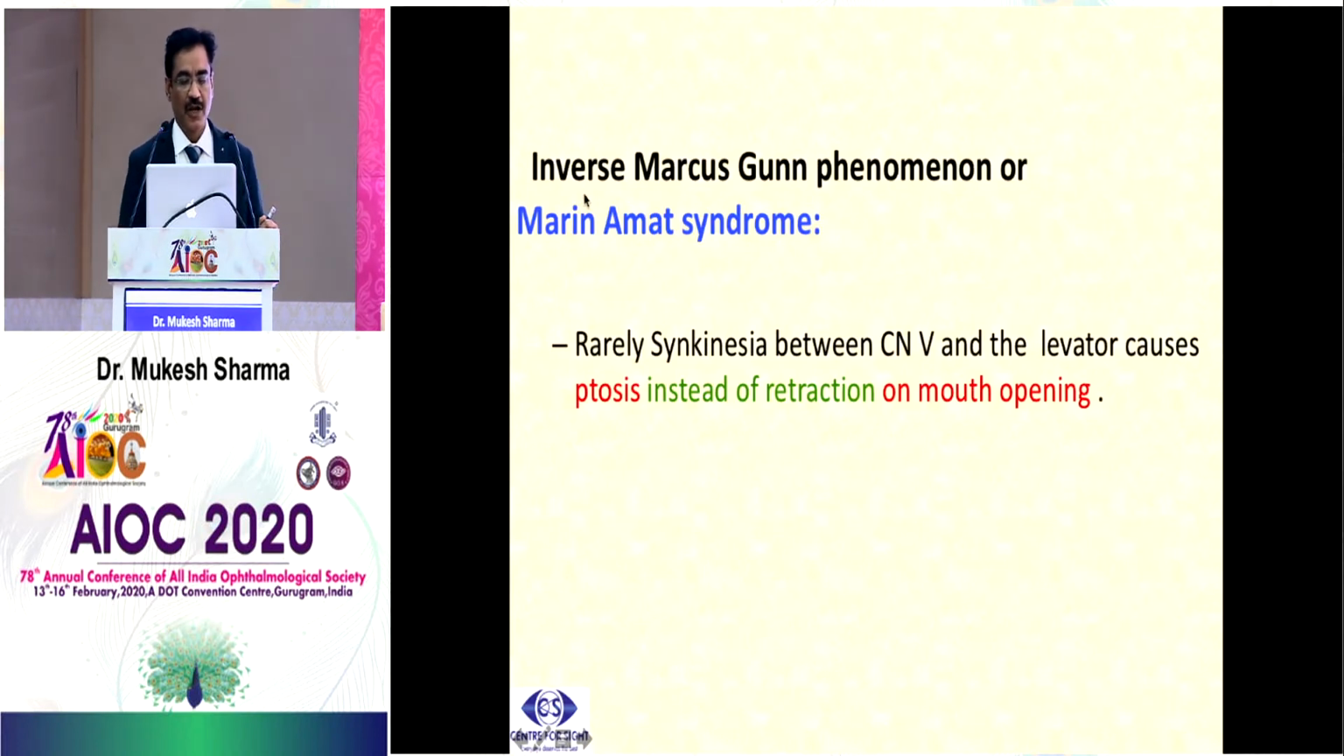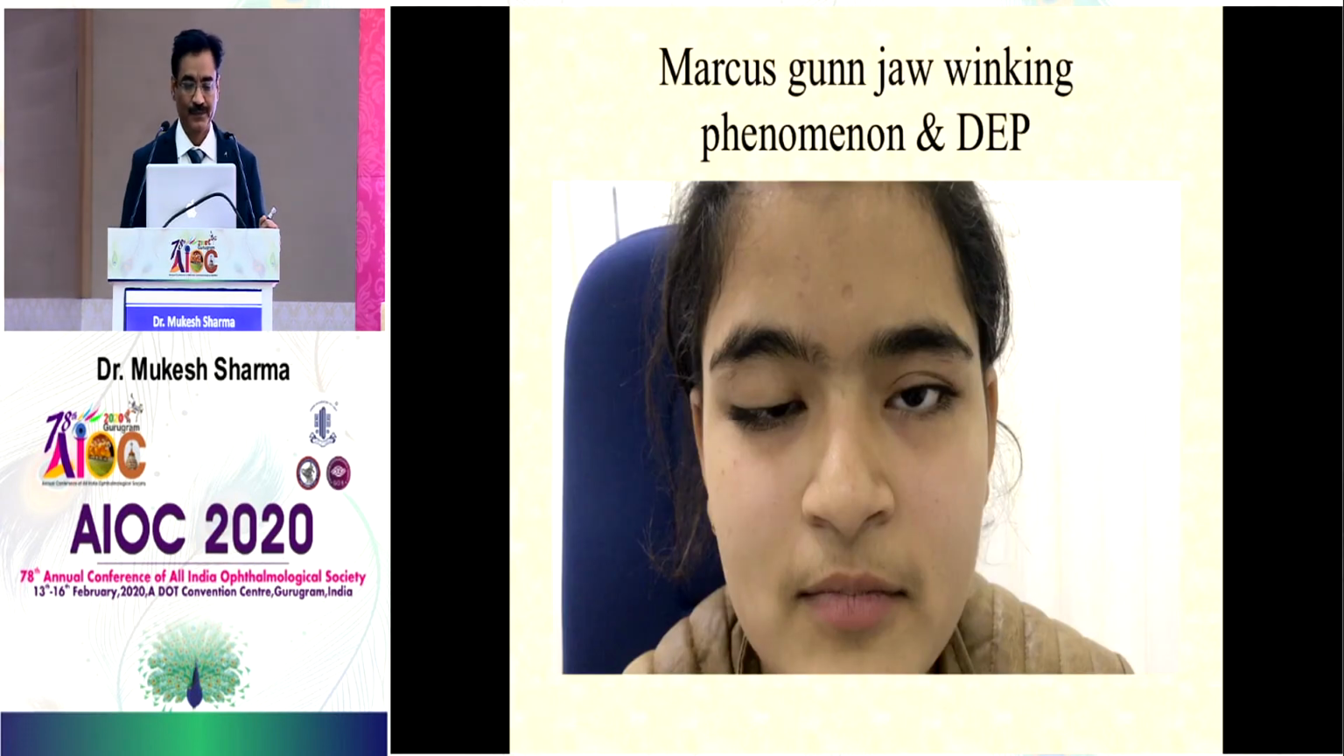Then there is an entity known as inverse Marcus-Gunn phenomena, also known as phenomena of Merritt-Aman. This is an MCQ question. Sometimes you do get this question. What happens here is that instead of retraction, you get ptosis on mouth opening. So basically it is the opposite of Marcus-Gunn, nothing great. In Marcus-Gunn phenomena, you get lid lift on mouth opening. Here you get ptosis on mouth opening.